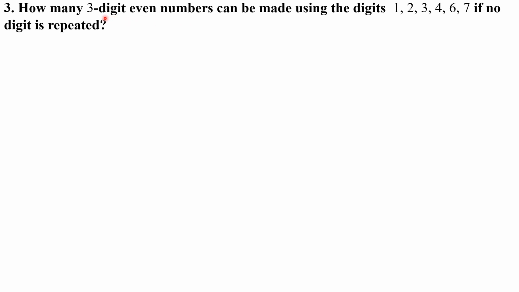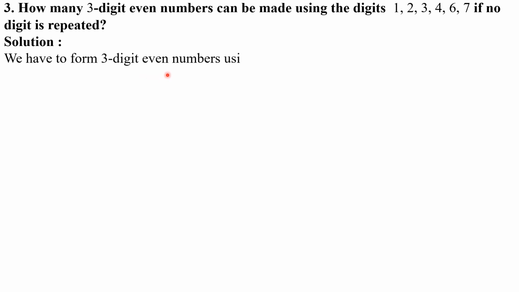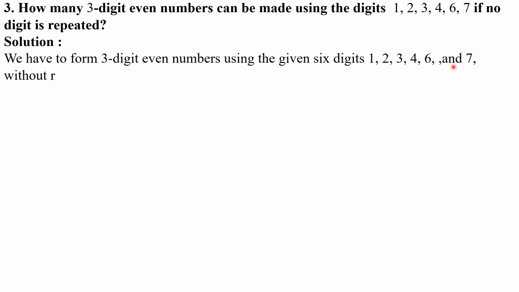So which type of numbers should be written? 3-digit. So we have to take 3 empty boxes. Okay, my children, come to the solution part. We have to form 3-digit even numbers using the given digits. How many digits are given here? 6 digits: 1, 2, 3, 4, 6 and 7, without repetition.